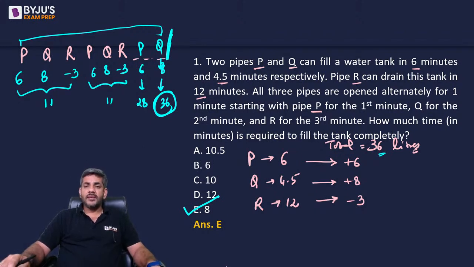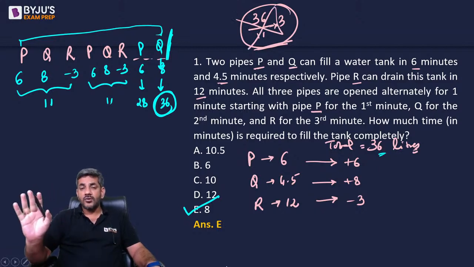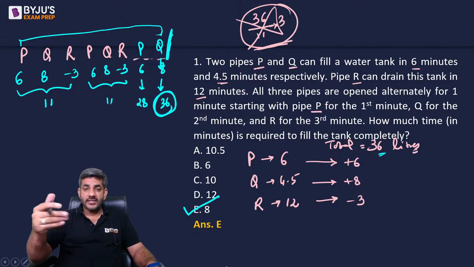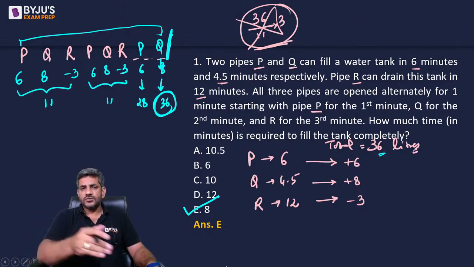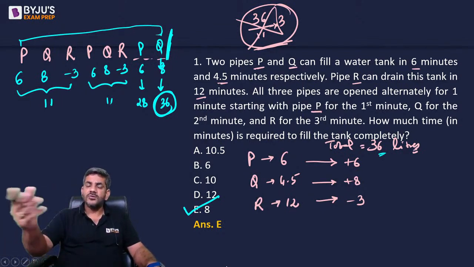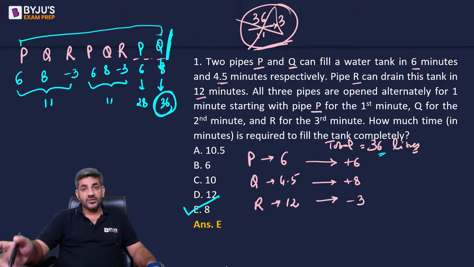Now, in this question, many people make a mistake: they divide 36 by 11 and multiply by 3. This is wrong. I'm sure you have all read that when the job is being done alternately, you do not straight away use this formula: if total work is done in these many days, so 1 unit will be done in these many days, and these many units will be done in these many days. You rather find out the multiples of it.